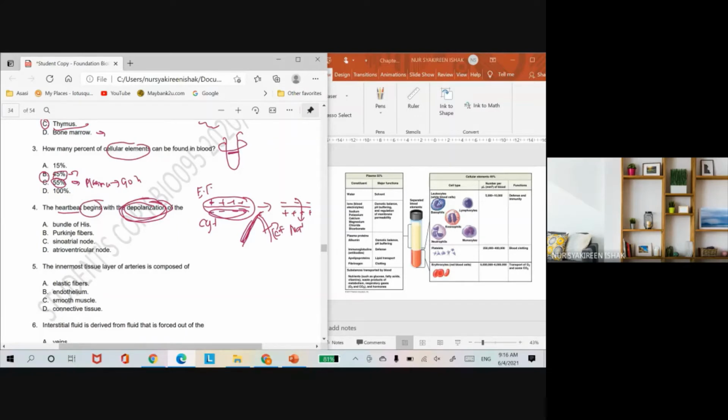So the keyword here is begin. What is the structure that is responsible for beginning the heartbeat, the generation of the action potential? The answer should be the SA node, the sinoatrial node. We have two, the SA node and also the AV node, so you have to know the location of these two nodes. The SA node is also known as the pacemaker. Why? Because it is where the initial action potential is generated for the heart to be able to contract or to beat.